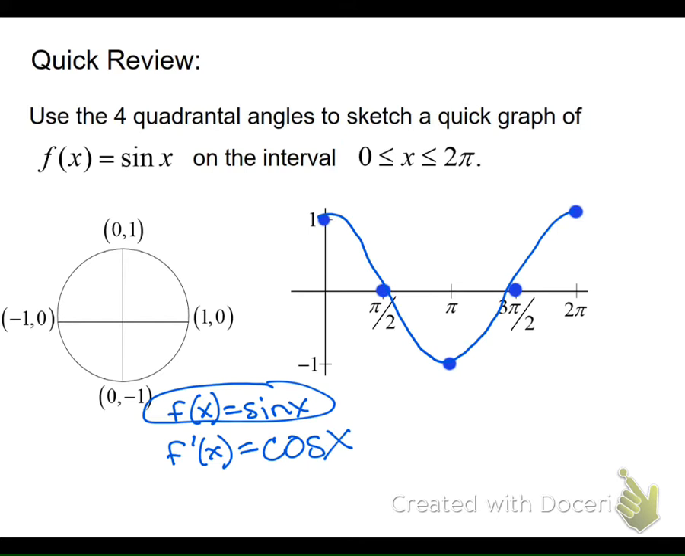So if you didn't understand my explanation of it, it's okay. In the end, what you need to know is the derivative of sine is cosine. That's what you were supposed to get out of that. So put that in your notes. That's another rule you're going to have to memorize. Derivative of sine is cosine.